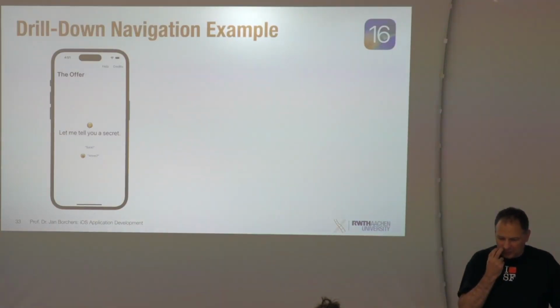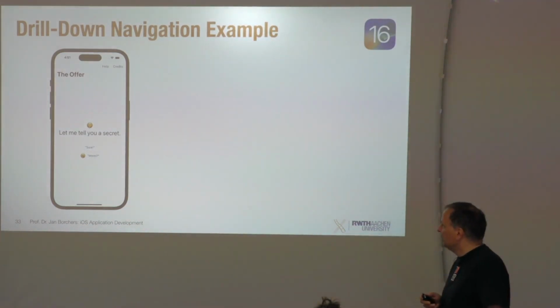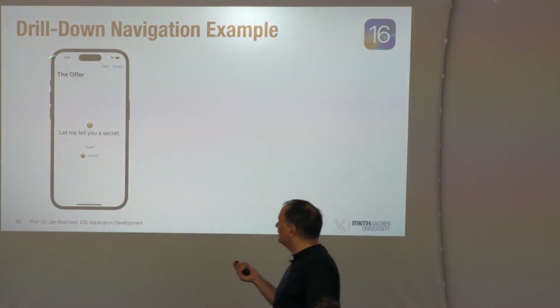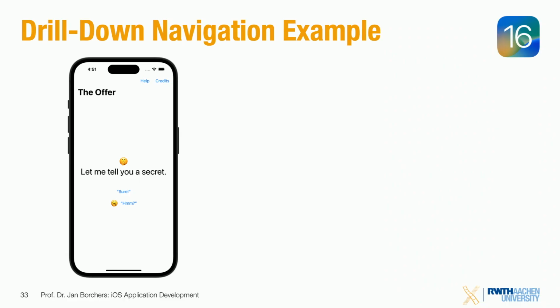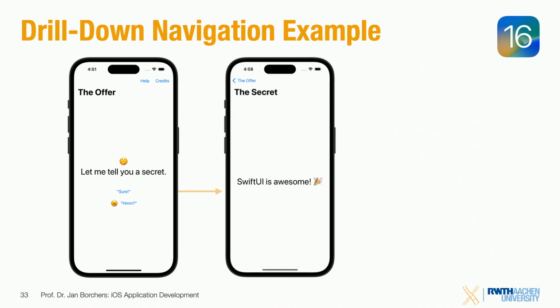Now, the first example I want to show you is this. Let's say you have a home screen that has an offer to tell you a secret, and the user can then either say, sure, I want to hear about that secret, or they're like, I'm not really interested. You also see two little buttons up here in the right that have additional information on that starting screen of this drill down menu. Now, if I press sure, let's say I want to actually get to the secret, right? So the title gets replaced with the secret, and the secret, of course, is that SwiftUI is awesome. And I can go back from here automatically, by hitting that little back arrow.